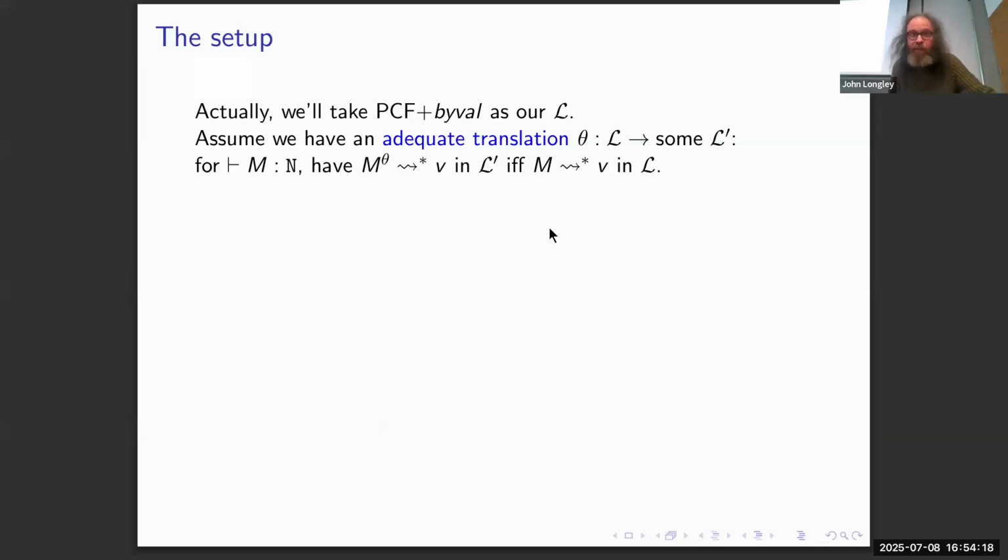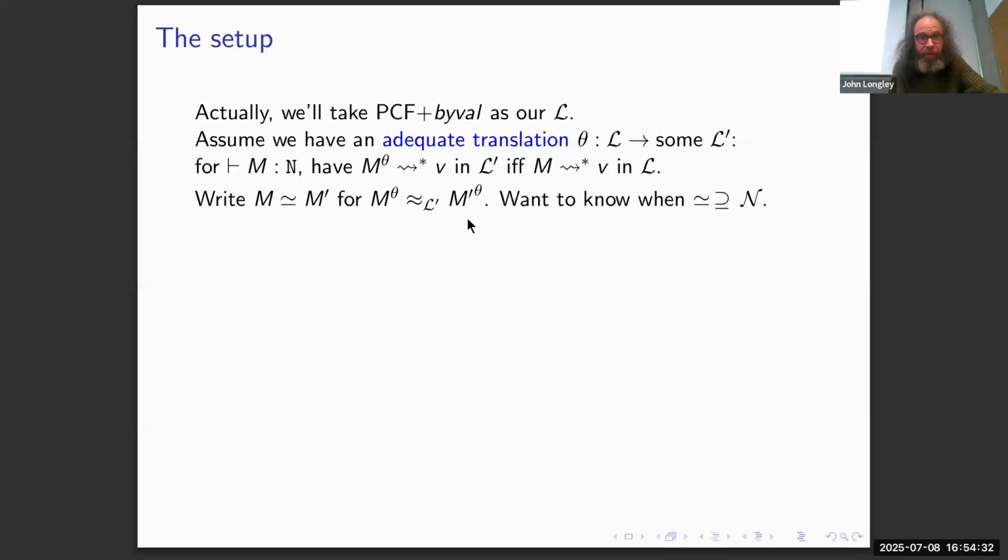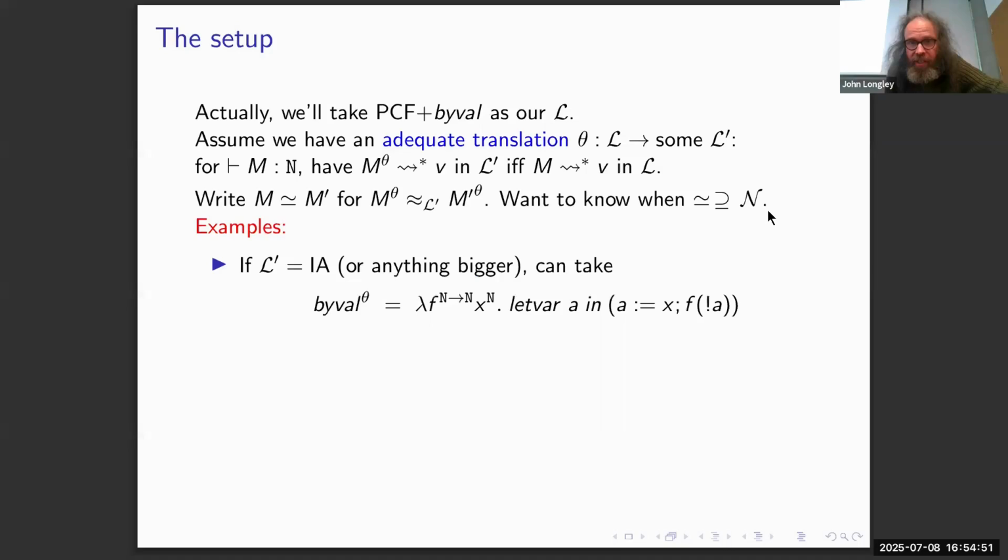So let's take PCF plus bival as our core language, and we'll suppose we've got an adequate translation of that into some language we think of as bigger. Let's write M approx M prime if the translations of M and M prime are equivalent with respect to observations in the bigger language, and we want to know when this relation contains our theory S. So let's look at examples of how this might work.